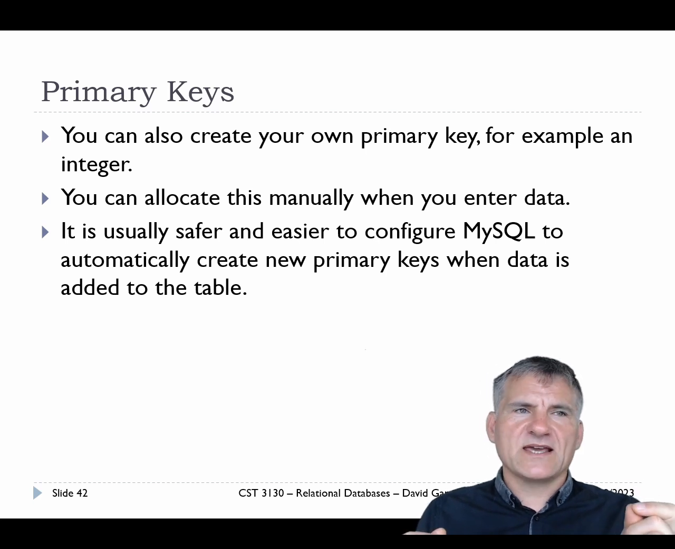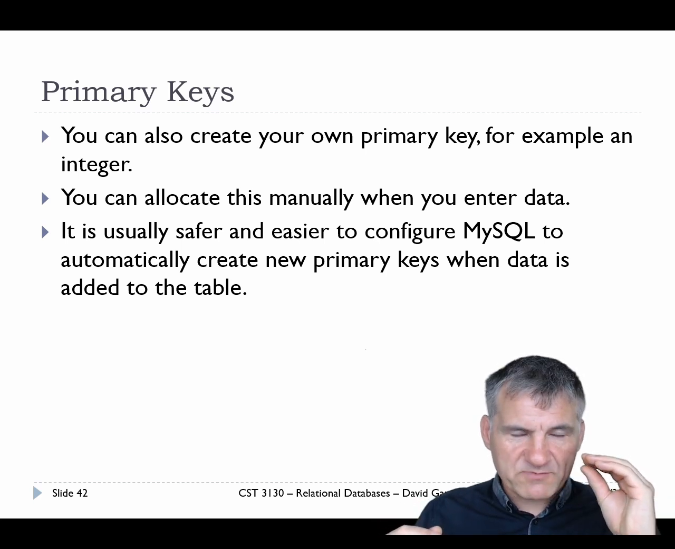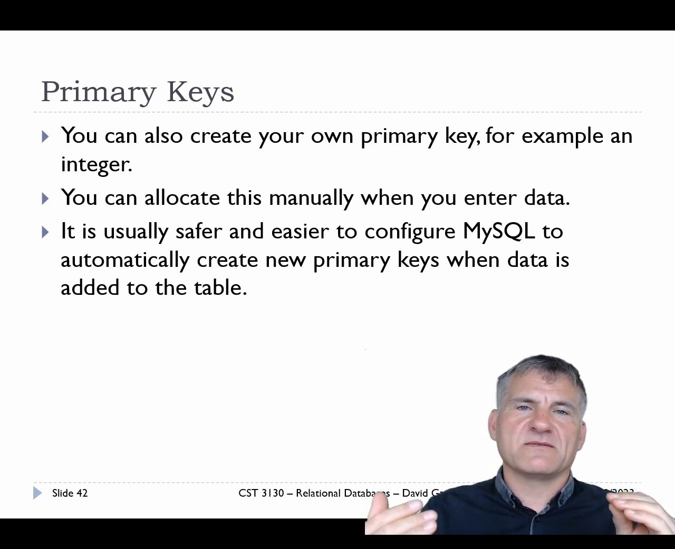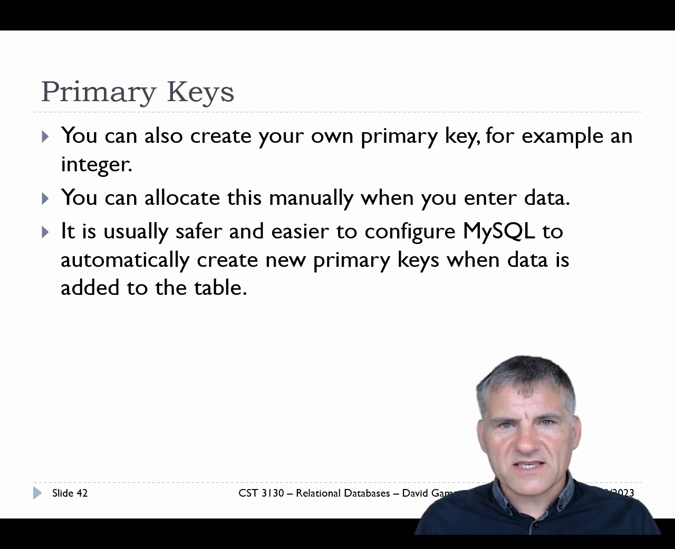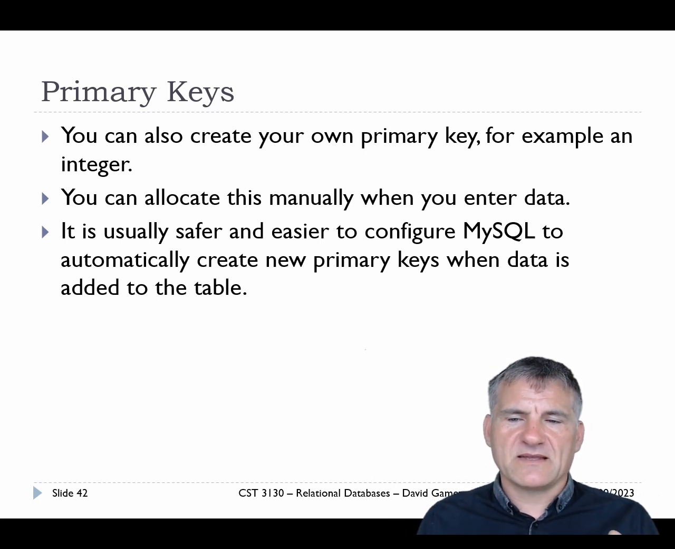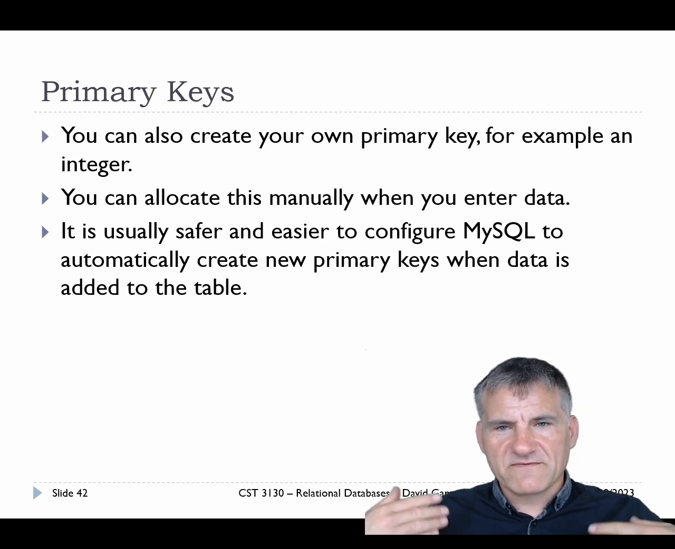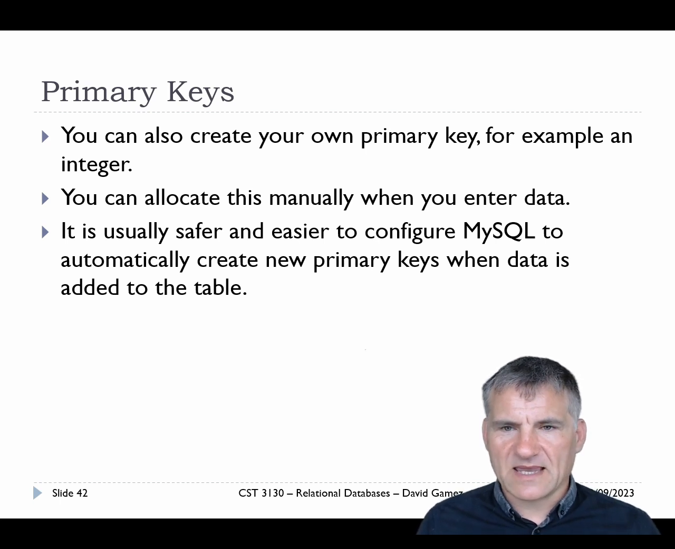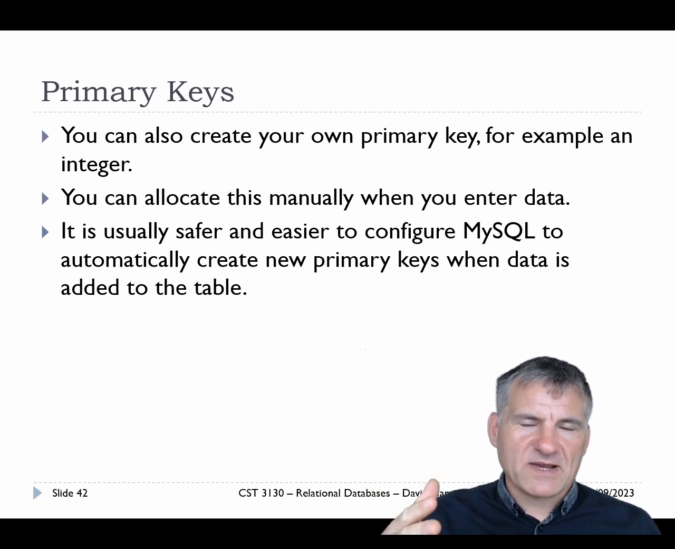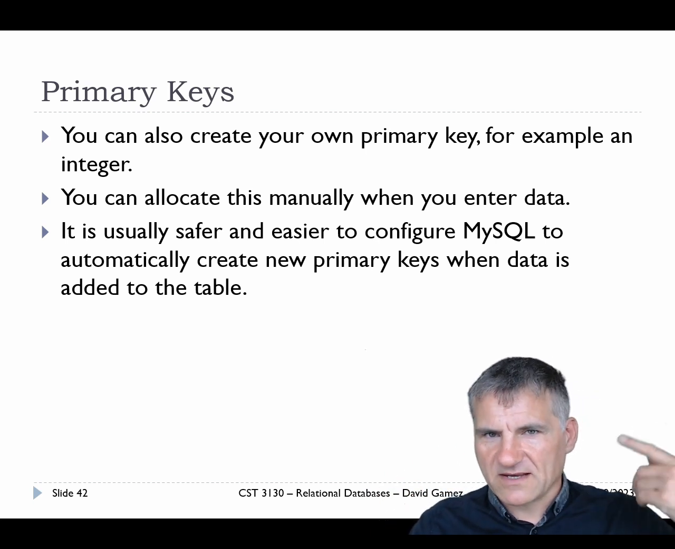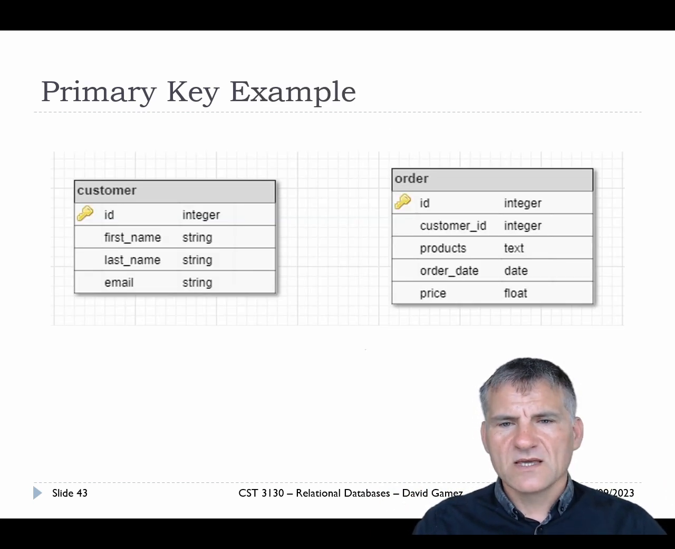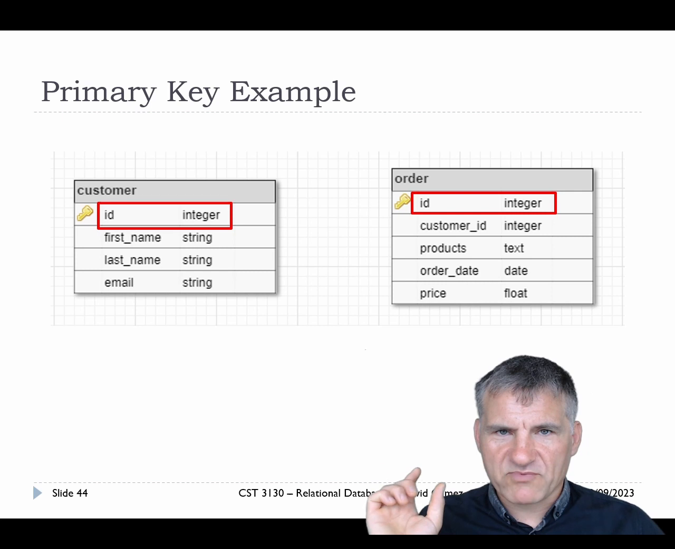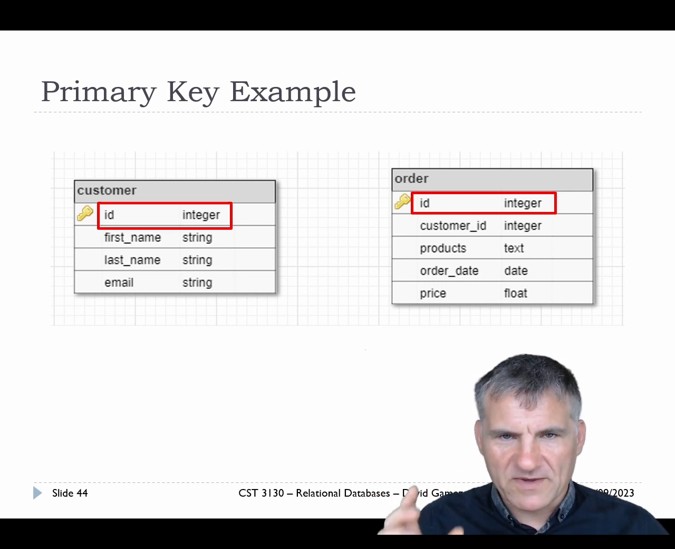The problem with that is each primary key has to be unique, so I'd have to have some mechanism keeping track of primary keys and making sure I didn't put one that already existed in the database. So the easiest way to handle primary keys with relational databases is to configure the relational database management system to automatically create new primary keys when data is added to the table. Then you can just insert the data, and it will automatically add a unique primary key for you, usually just in increasing numbers. So here are our tables: we have a customer table and an order table, and both of these have a primary key that will be unique for each row in those tables.